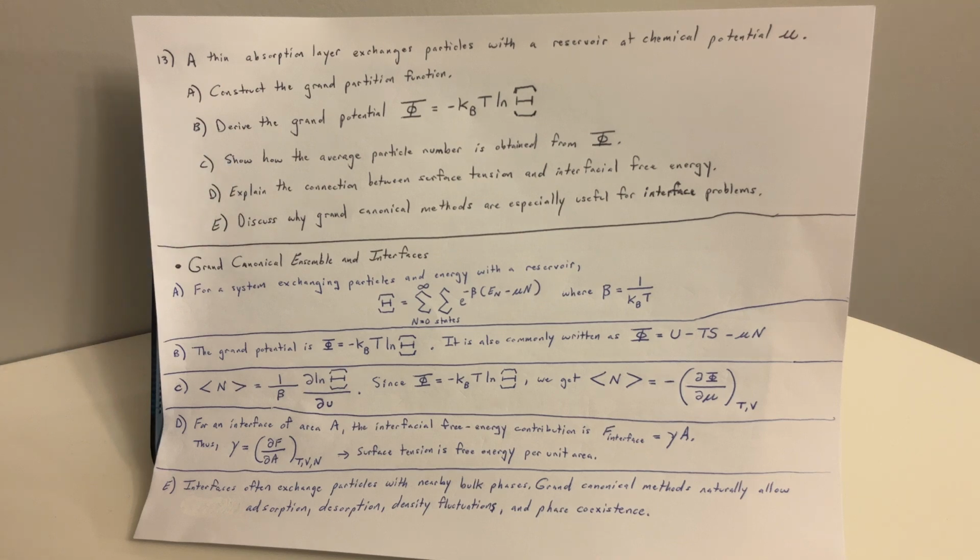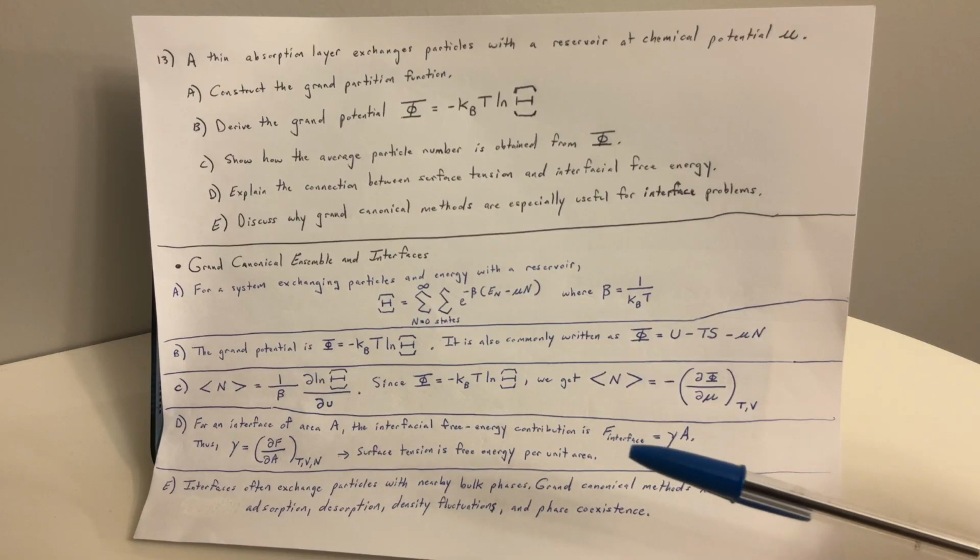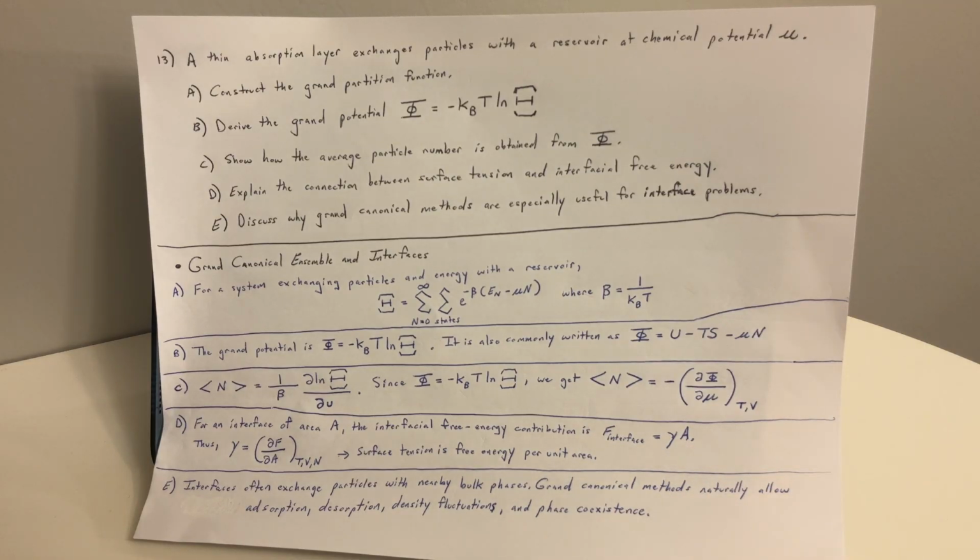Part D, explain the connection between surface tension and interfacial free energy. For an interface of area A, the interfacial free energy contribution is F sub interface equals gamma A. Thus, gamma is going to be the partial dF dA at T, V, N. Surface tension is free energy per unit area. Part E, discuss why grand canonical methods are especially useful for interface problems. Interfaces often exchange particles with nearby bulk phases. Grand canonical methods naturally allow adsorption, desorption, density fluctuations, and phase coexistence.